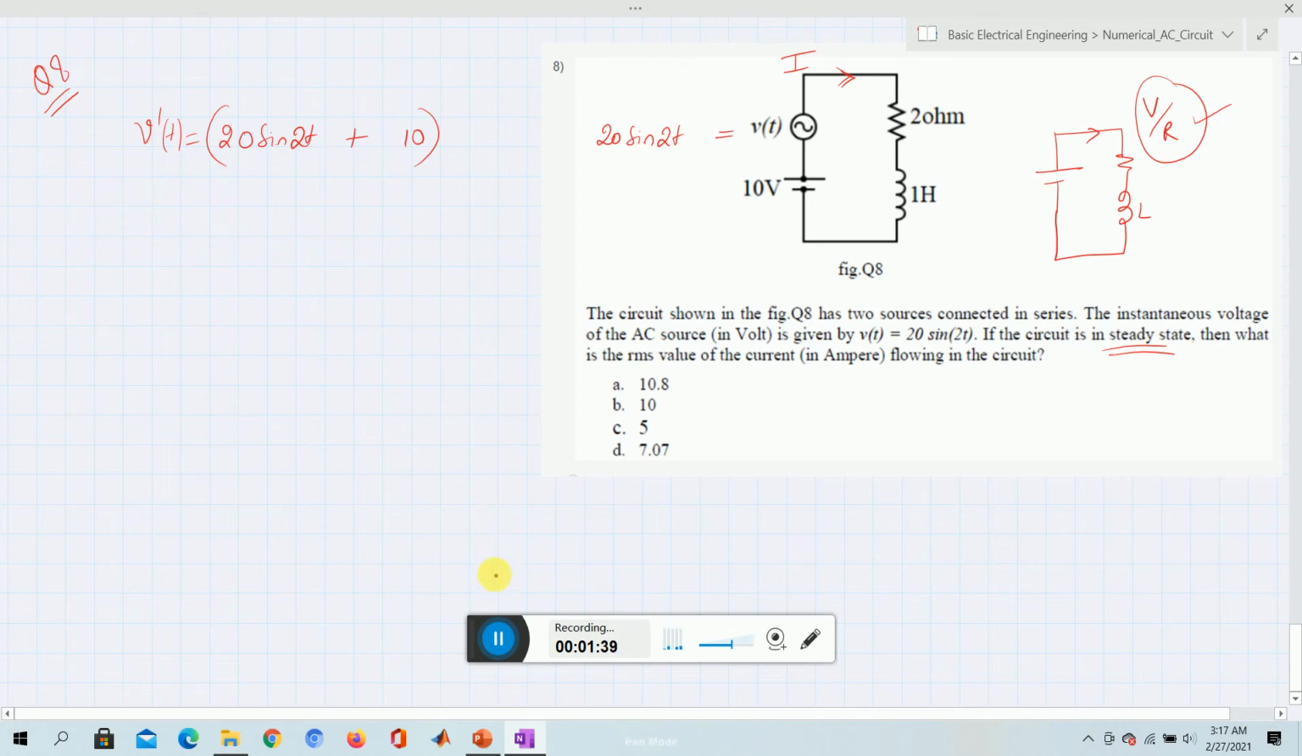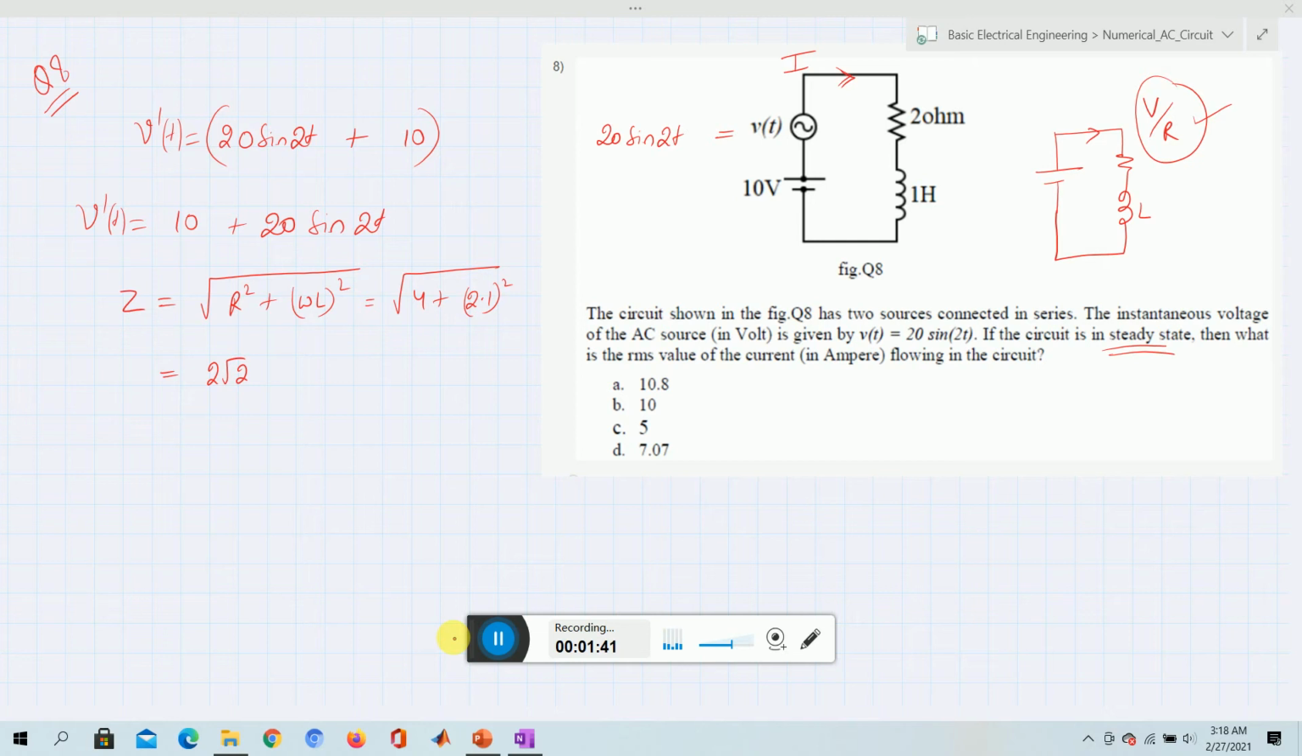Here we get the value of v'(t) in this form, and the value of Z is root over of R square plus (omega L) square. Omega is nothing but 2, so 2 into 1 squared is 4, plus 4, root over that is 2 root 2. What we're going to calculate is i(t). There are two terms: 10 is a DC voltage. For the 10, what is the impedance? Because it is a DC voltage, the impedance is only 2.